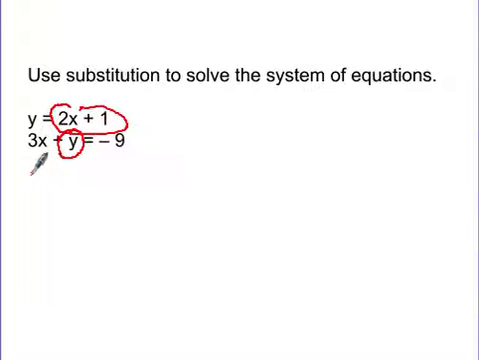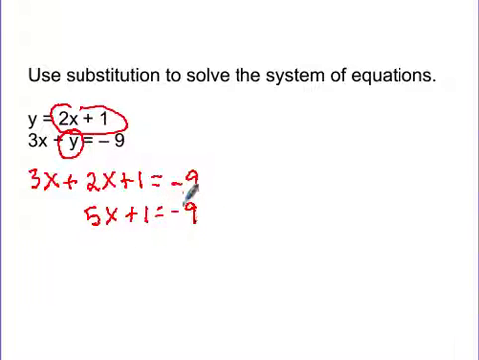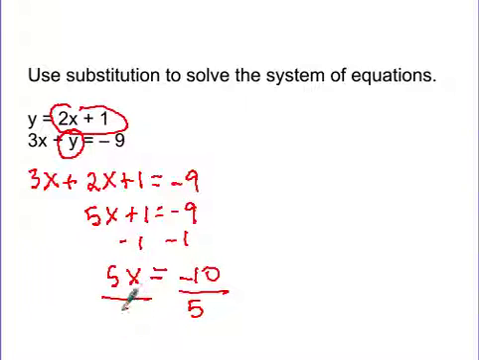All right, so we'll just do that. 3x plus 2x plus 1 equals negative 9. And now just solve for x. So 3x plus 2x is 5x plus 1 equals negative 9. So this is minus 1. 5x equals negative 10. So x is negative 2.